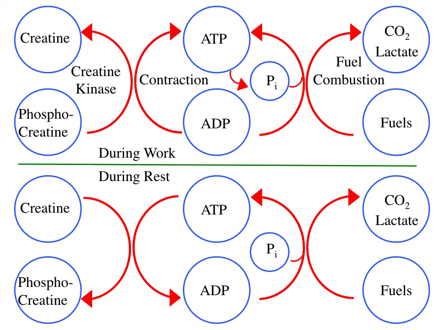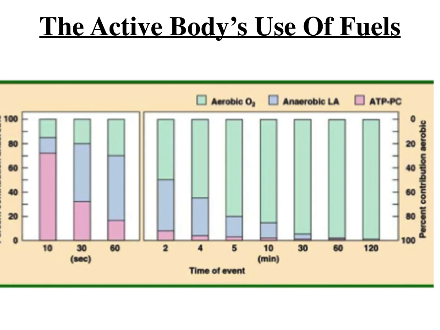Remember that second system: once we run out of ATP, now we have ADP, so we have a little bit more ATP that we can make, and that's using that phosphocreatine system. During rest, we go the other direction. Any extra ATP that we make, we can donate that phosphate to creatine, making phosphocreatine, so we have all of our ATP stores and all of our phosphocreatine stores, and there you have it. Okay.